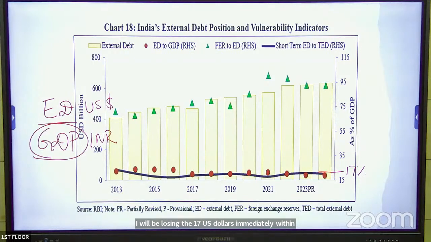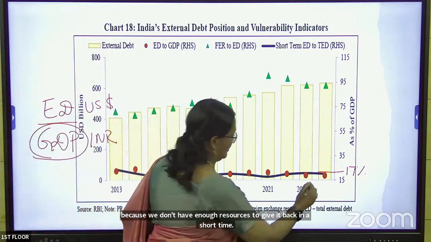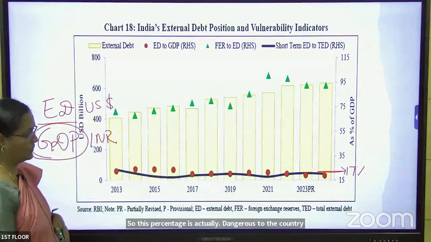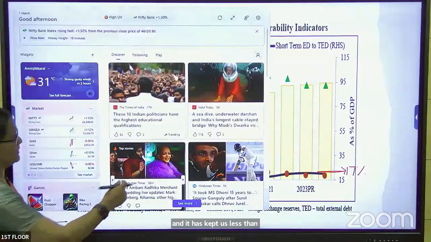If this short term ratio keeps increasing, it is very, very dangerous to India, which is why we always say, borrow with time. Whenever you borrow, don't borrow on a short term basis, because we don't have enough resources to give it back in a short time. So this percentage is dangerous to the country, and it is kept below 20%, which is considered fine.